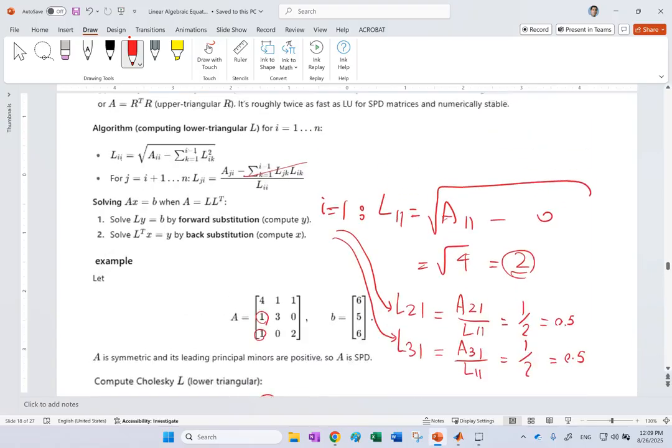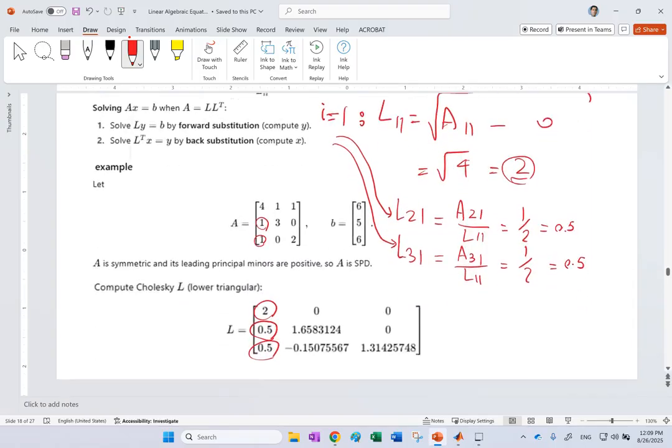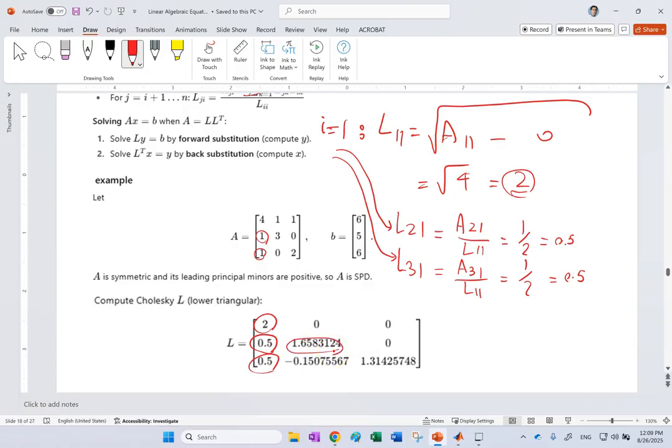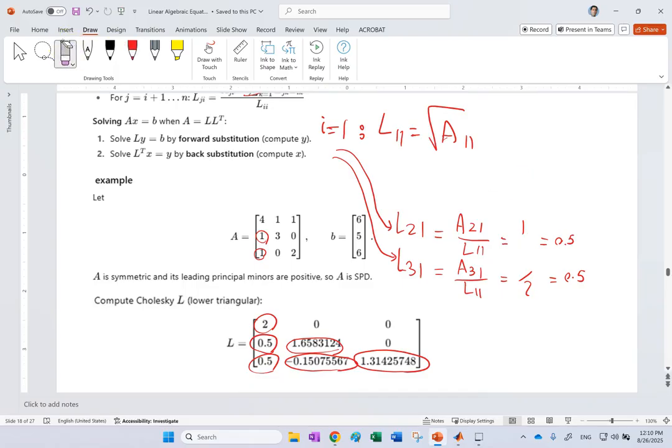Okay, and then you can go to the next row, and for I of 2, this time you first calculate this, then you calculate this one, and finally for I of 3 you calculate this one, and you're good to go. Okay, so you see this is the formula that you have. For the 3 by 3, L11 is the square root of A11, and then L21 and L31 are these two formulas, and if you want I can write the rest of them for you.